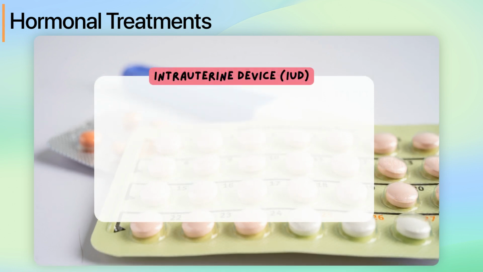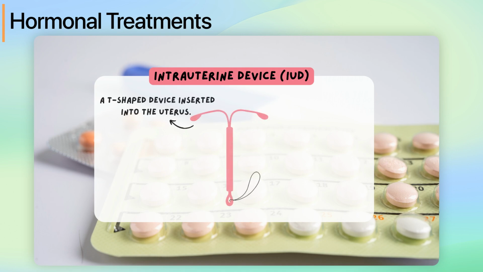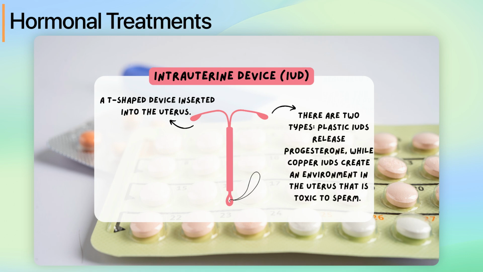An intrauterine device, IUD, is a T-shaped device inserted into the uterus. There are two types. Plastic IUDs release progesterone, while copper IUDs create an environment in the uterus that is toxic to sperm. Plastic IUDs can last for 5 to 10 years.